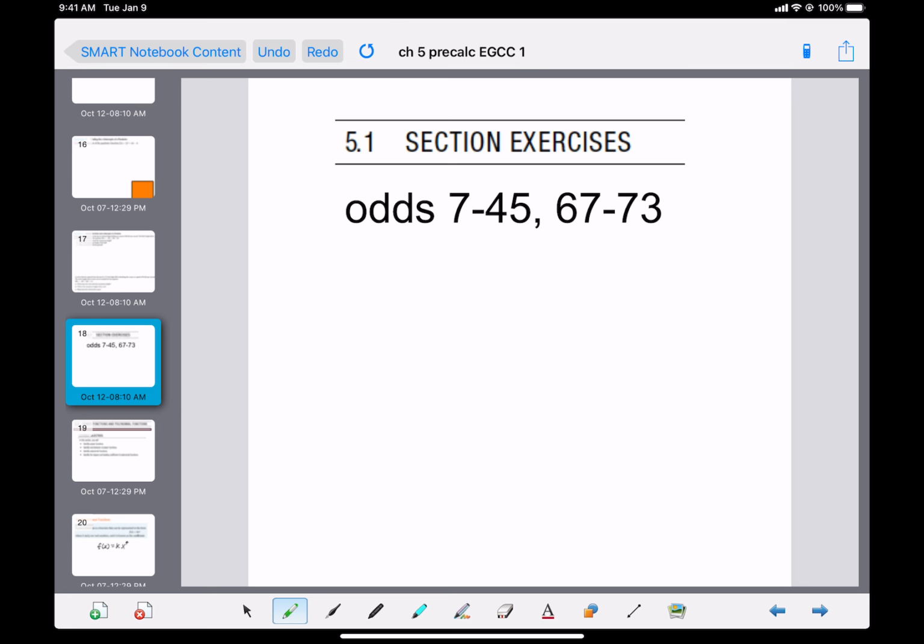Okay, so that's a good start on quadratics. That will get you going on most of the homework. Now, some of these later ones will come in the video that comes next.